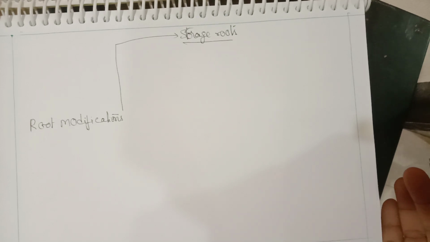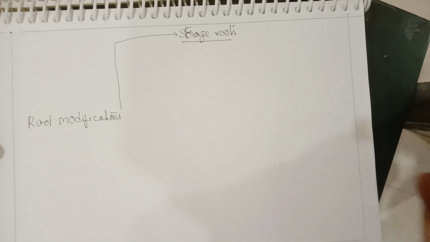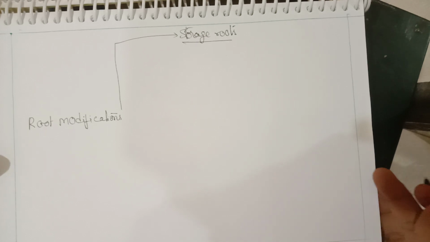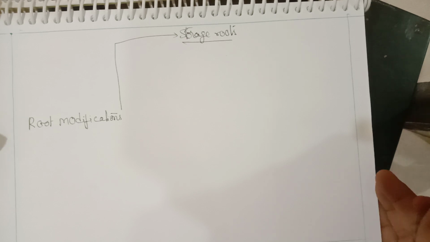So what are modifications? Modifications are permanent changes which take place in the vegetative parts of the plant, like root, stem and leaves, to perform various functions. We already know about the normal functions of the root. What are the normal functions of the root? The main functions are fixation, anchorage and absorption. Besides this, depending upon the regions where the plant grows, the root can show different types of modifications. So let us discuss them.